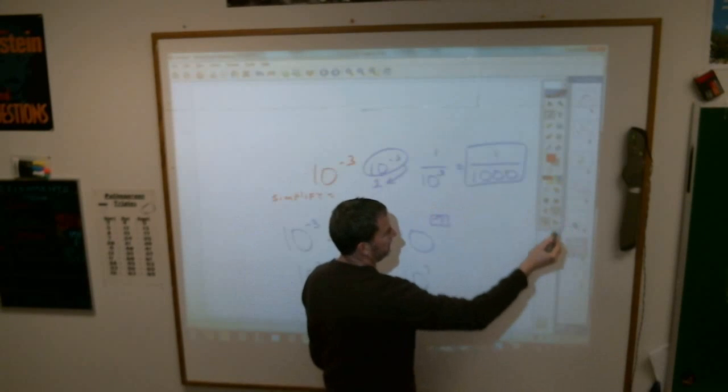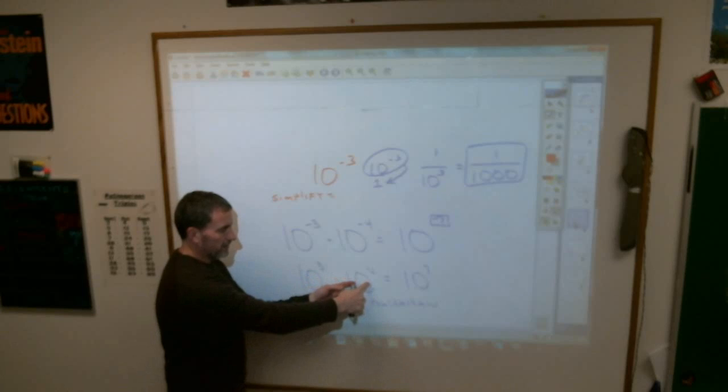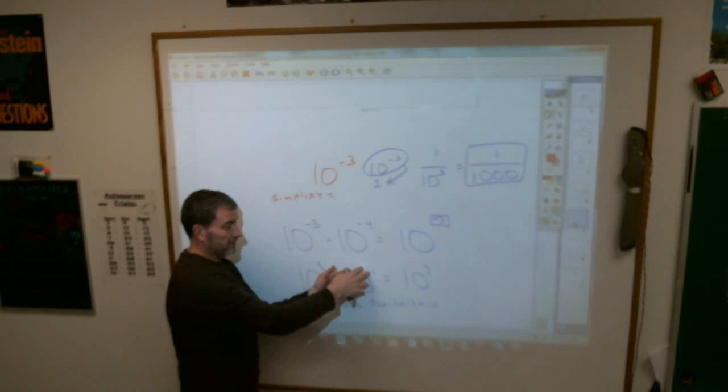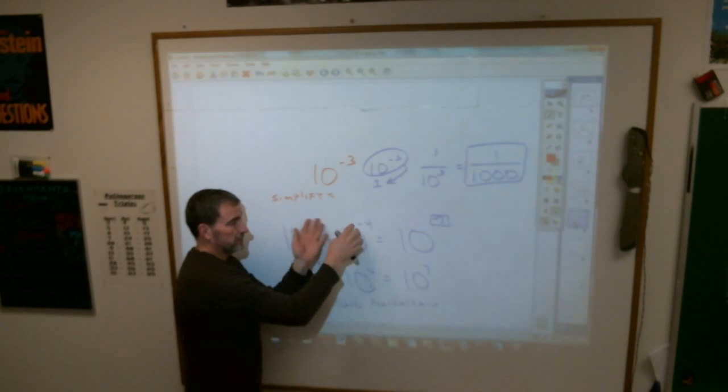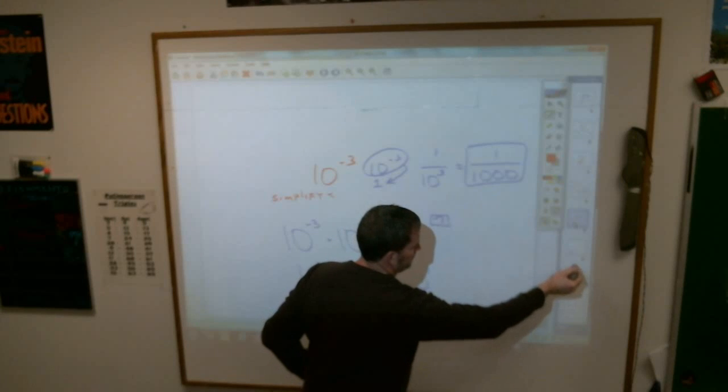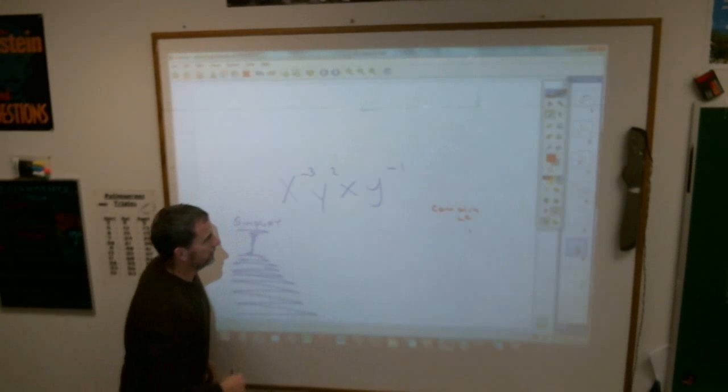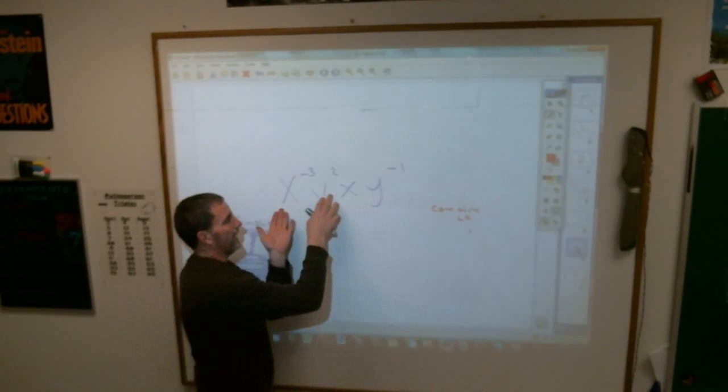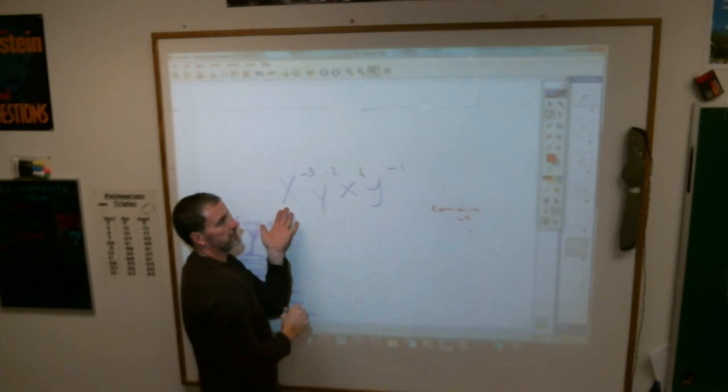Just like here, where I could put the 10 to the, because these are both 10s, I could add the numbers together on top to get a 7. But you can do the same thing with numbers here. Okay. What do I get? I have 2 x's here. This is a 1. It's not sitting there.